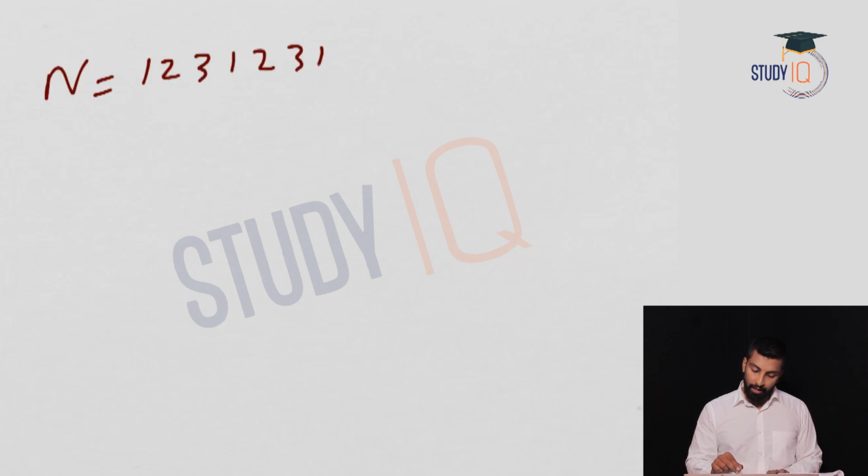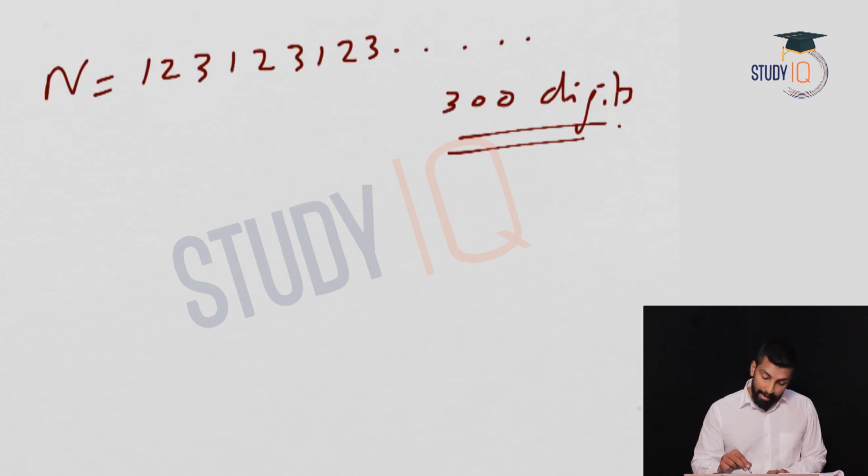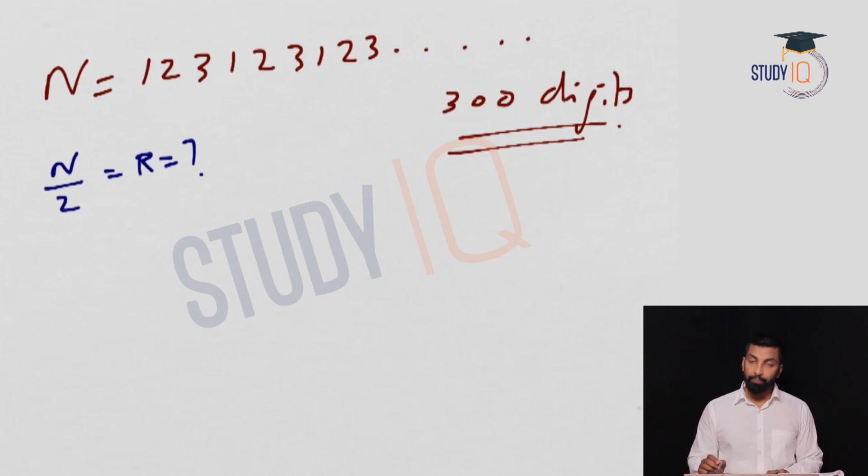Now let me summarize everything. So okay, I'll give you a question. N is equal to 1 2 3 1 2 3 1 2 3 etc., 300 digits. Now I need to find n divided by 2. What is the remainder? N divided by 3. What is the remainder?